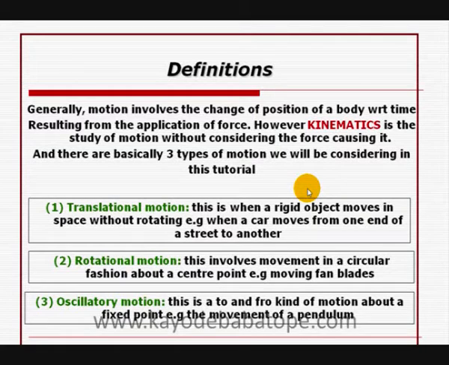Another kind of oscillatory motion is, for example, when you attach a coin or a solid object to the edge of an elastic string, and then you give the solid object some displacement. You see that the object will move down and move up and move down and move up. So long as the elastic limit of the spring is not exceeded, there will be a sort of oscillatory motion. So this also is an oscillatory motion. Basically, these are the three types of motion that we will be considering under this module on motion.